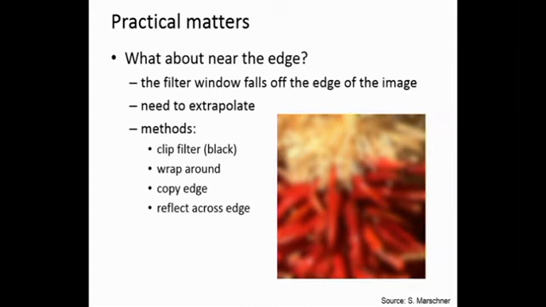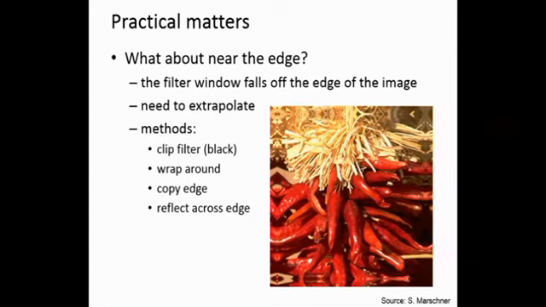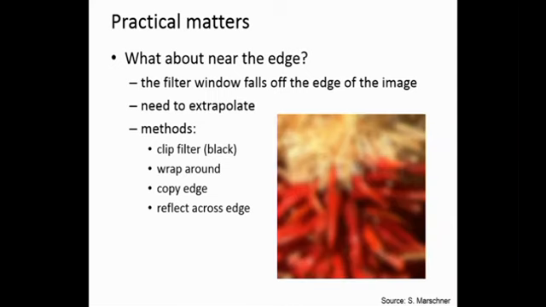And then another one is reflect across the edge, which is another reasonable approach to try to simulate what would be outside of the image. This preserves the overall frequency statistics. I mean, where you have horizontal and vertical edges inside the image, and it looks fine when you smooth it and crop it. Question back there?